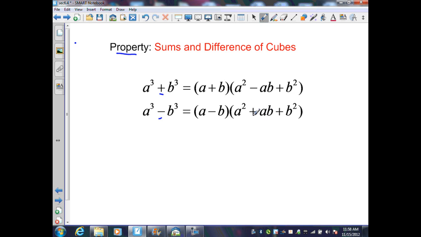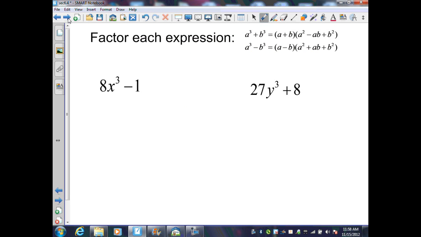So what we're going to take a look at is some practice on these two forms, also some practice on our other forms and techniques of factoring. And then we're going to actually solve polynomials by factoring with all of our forms. Let's begin. Here I want to factor each expression. Notice I brought over the forms for my sum of cubes and difference of cubes.